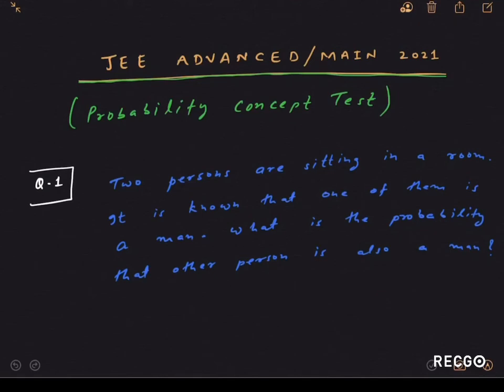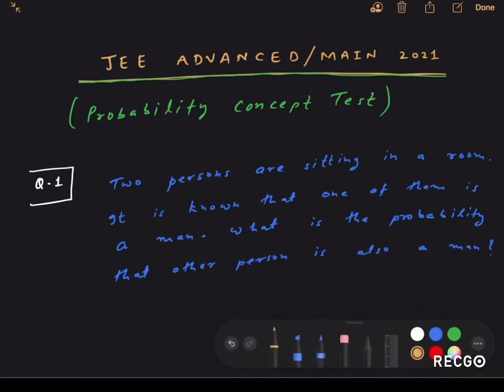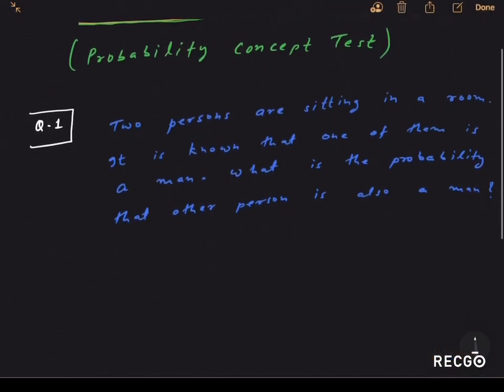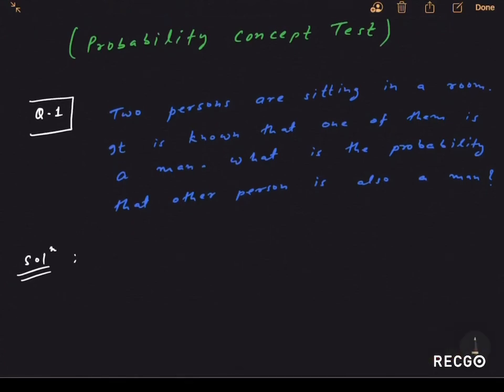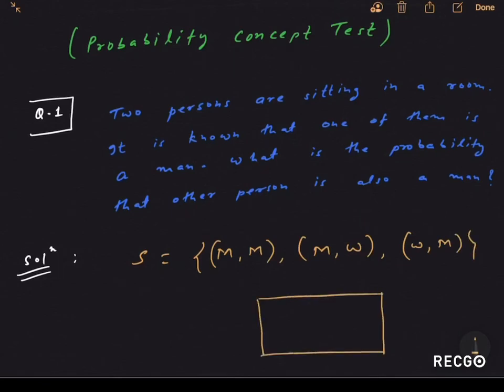In the first case, two persons are sitting in a room and one of them is a man. Let's say the persons are P1 and P2. We don't know the gender of P1 and P2. So what can be the sample space of this random experiment? P1 can be man and P2 can be man, P1 can be a woman and P2 can be a man, or P1 can be a man and P2 can be a woman. So these can be the three possible cases when one of them is a man. Both cannot be women, so that case is ruled out.